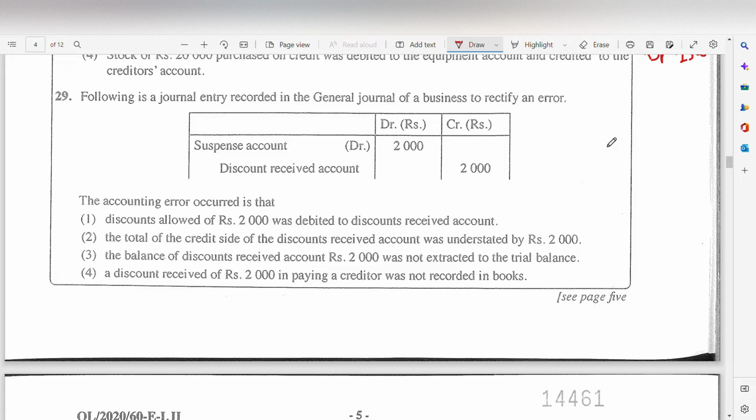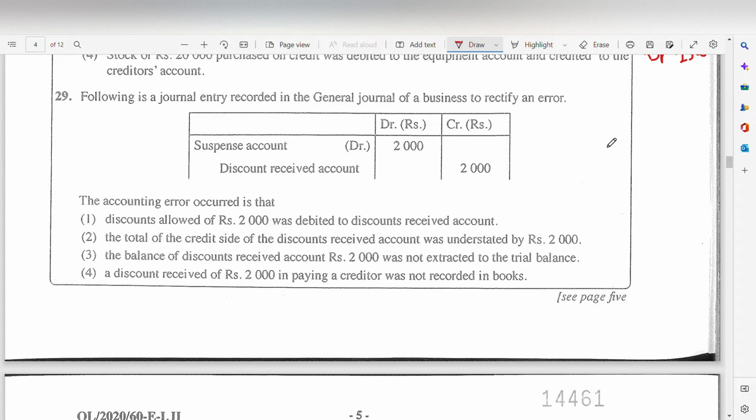Question number 29. Following is a journal entry recorded in the general journal of a business to rectify an error. So the given entry is a rectification entry. They're asking you the accounting error that occurred. So they have given you 4 options which could have been the accounting error. You need to find the accounting error which matches this rectification entry. So for each of these accounting errors, you need to do the rectification entry and see which entry matches with this particular given entry. Okay.